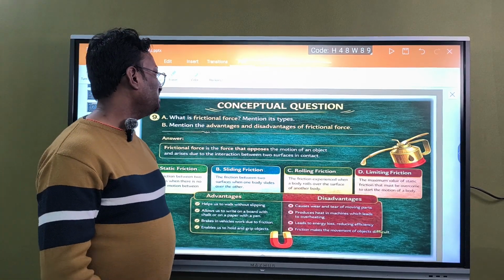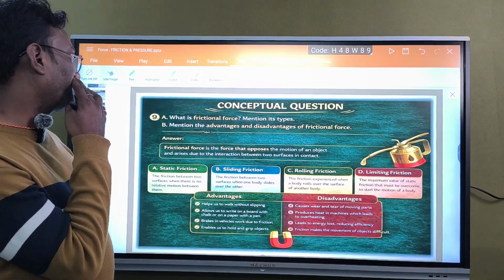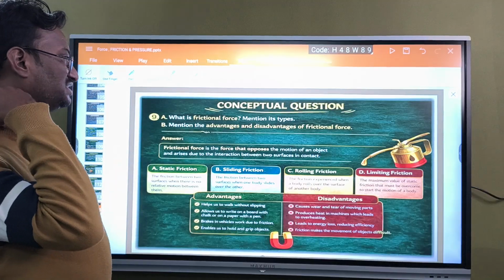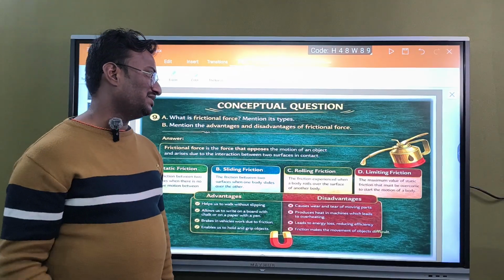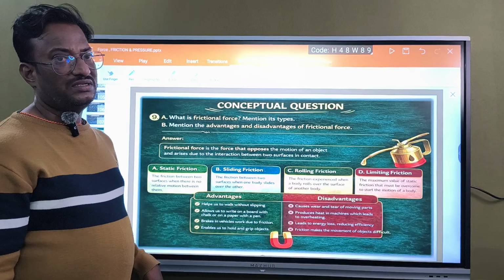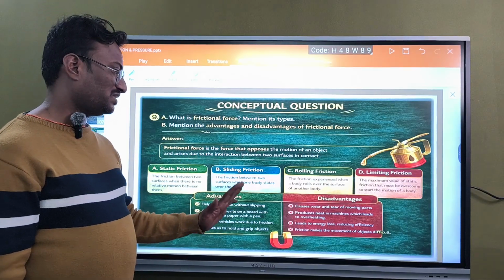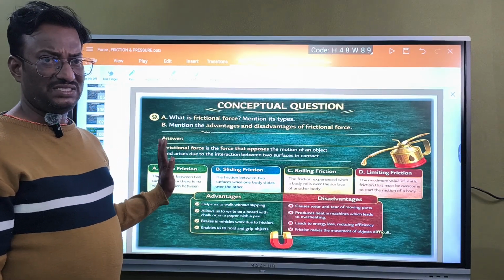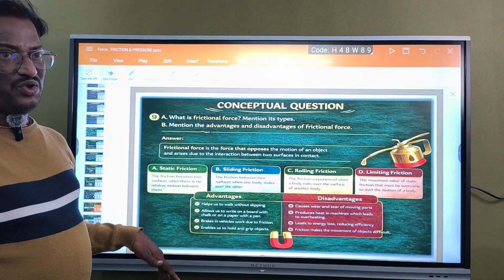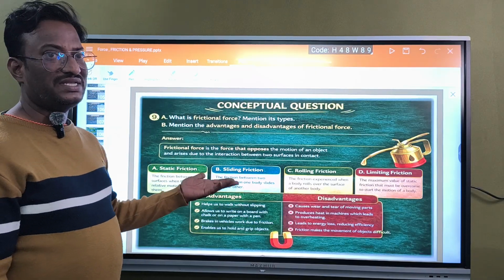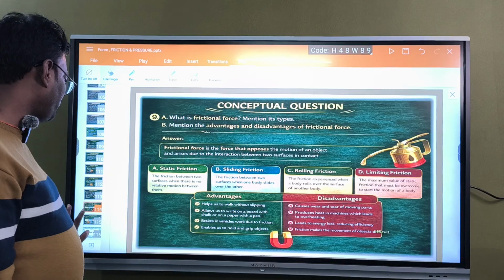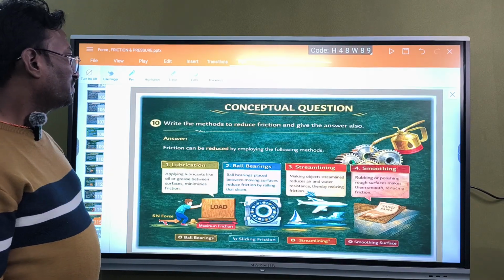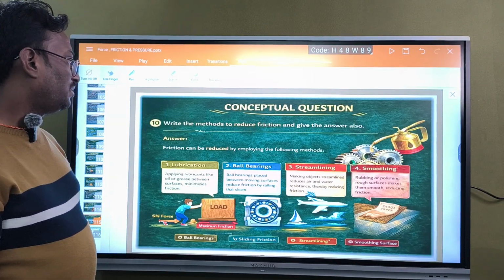Overheating. What is frictional force? Mention its types. Mention the advantages and disadvantages of friction. I think we repeatedly said this and you try to understand the concept. See this and you can analyze by yourself, because we have repeatedly said the same concept. You try to read this yourself.